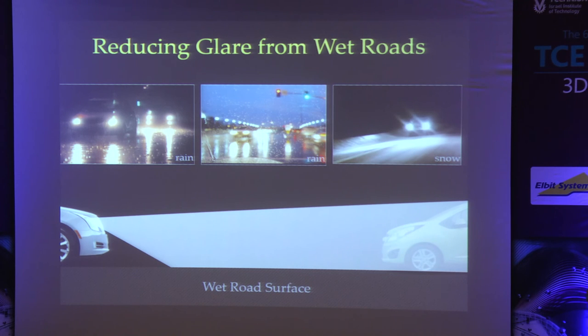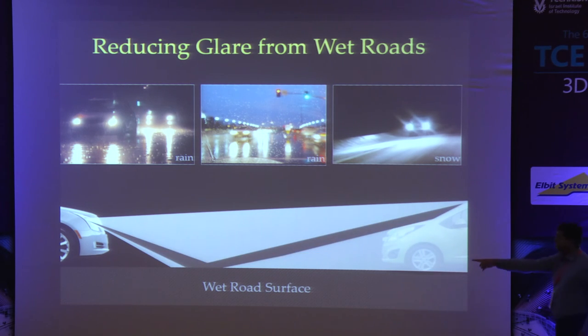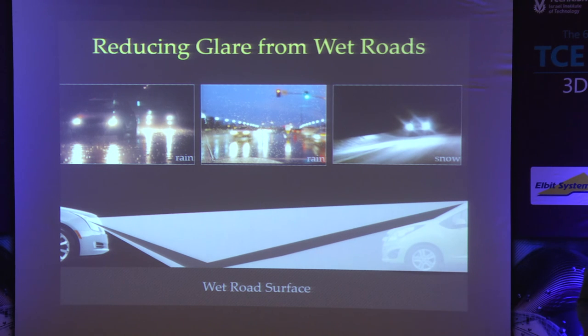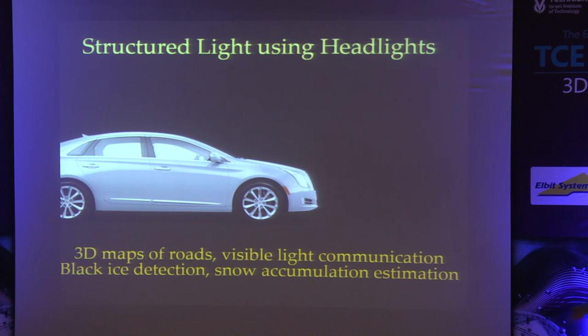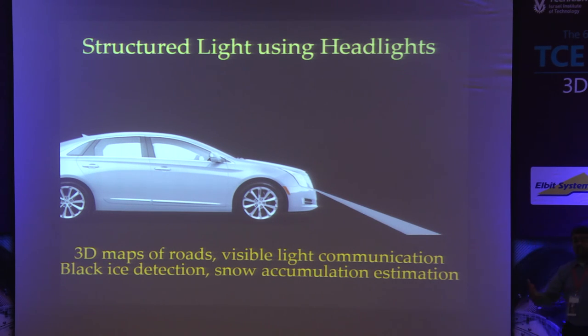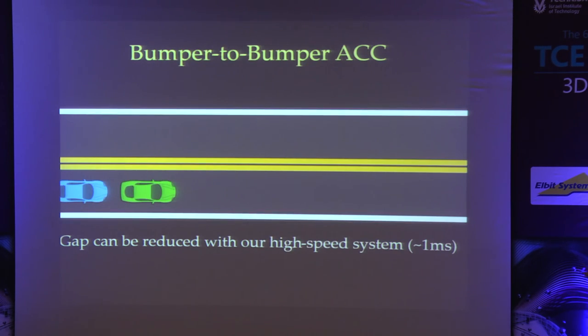On wet roads, you can send less light so that it's specularly less reflecting to the driver. You can do structured light on this road. This is something that we are currently working on because you have very high-speed illumination and you can be doing structured light. You don't have to rely on a LiDAR, which is very low res. You have 2D structured light, right?